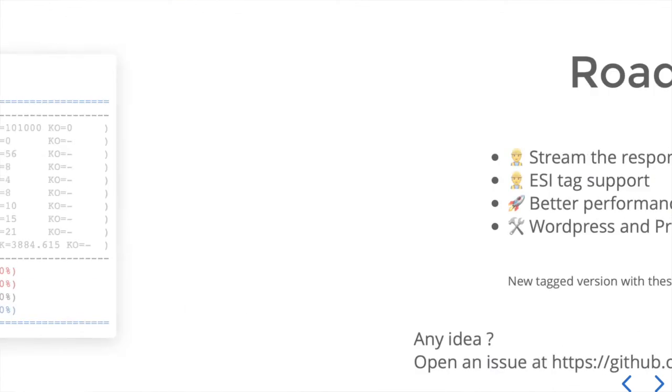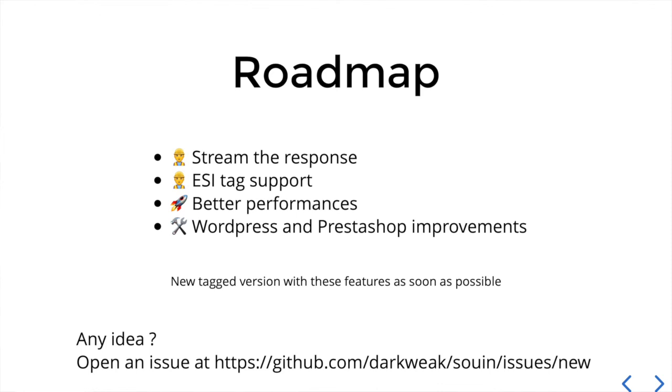So what's next for Swan? We plan to stream each response body and support ESI tags. ESI tags allow the developer to include parts of the body to be requested by the proxy, the cache system, or a proxy like Cloudflare and others, and replace the ESI tag with its response content.